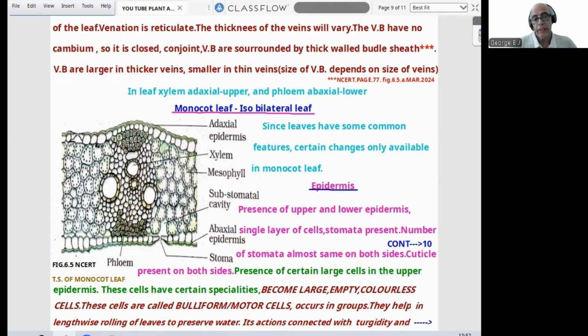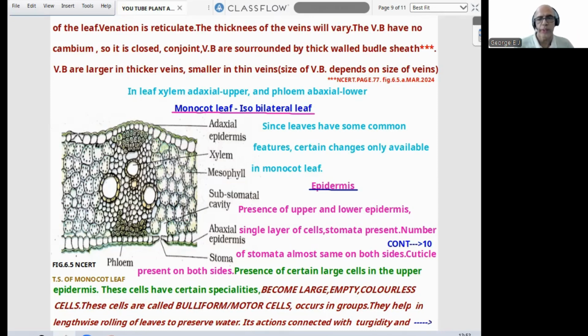Now in the leaf, xylem is on the upper side, that is called adaxial, and phloem is on the lower side, that is abaxial. So xylem, adaxial, upper; phloem, abaxial, just like our face. Eyes we can compare with the xylem, mouth we can compare with the phloem, under the normal arrangement. So in the leaf, xylem is adaxial, upper, and phloem is abaxial, lower. This is a prominent question.